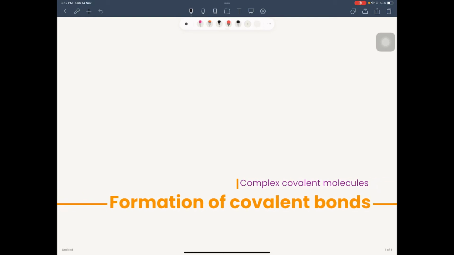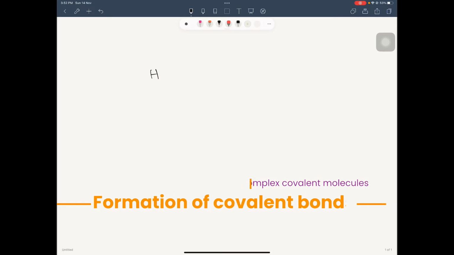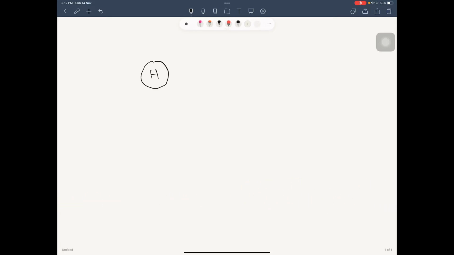Okay, here I'm going to explain the formation of a simple single covalent bond. So I'm going to use the example of hydrogen. Hydrogen has a single outermost electron because hydrogen is in group 1 of the periodic table.